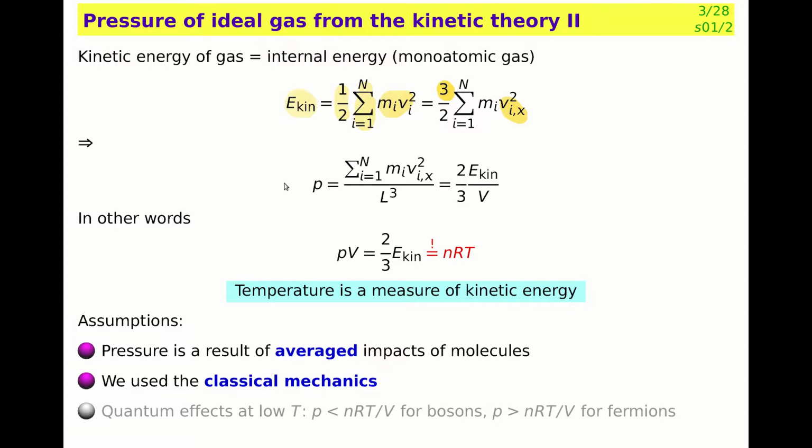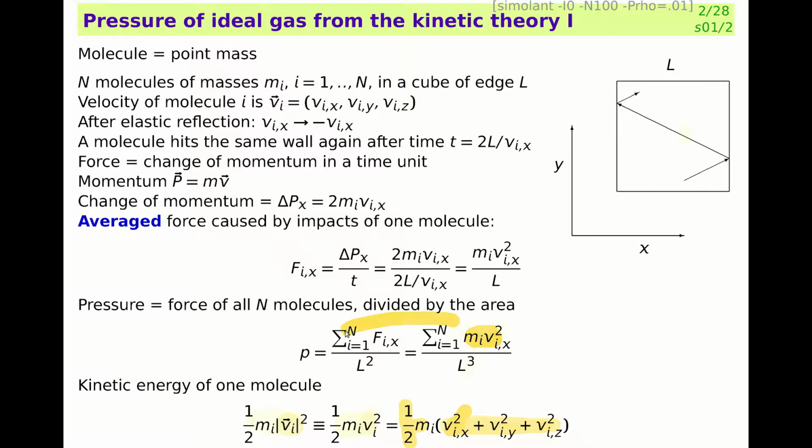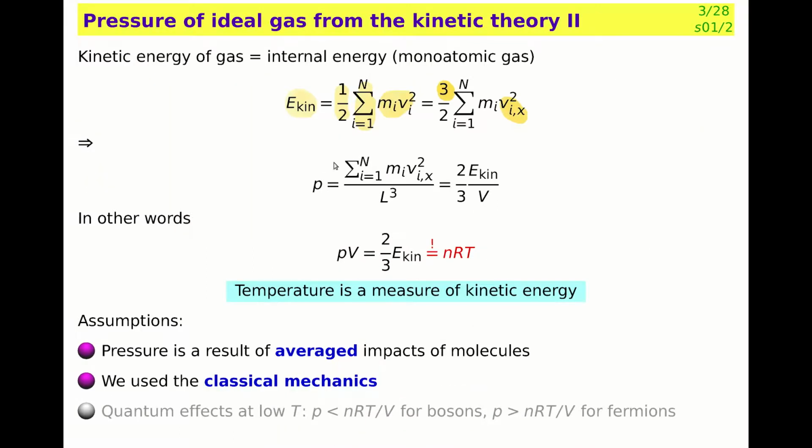And from the formula I derived here, I just use it now. I'll get that pressure is some factor 2/3 times the kinetic energy over volume. At this moment I can put the volume to the left hand side, and what I'm getting is that the product of pressure times volume is 2/3 times the kinetic energy. It looks like the ideal gas equation of state, only I don't have temperature yet.